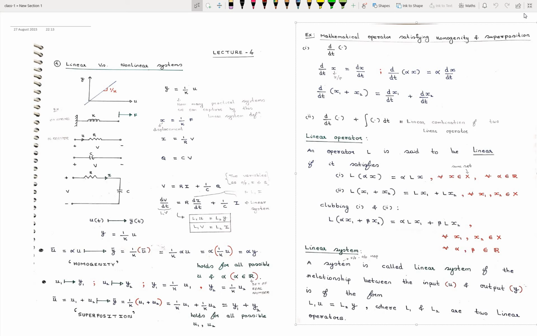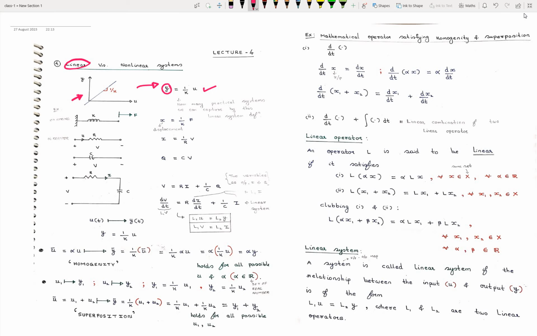So what is a linear and non-linear system? When we discuss linear, the first thing that comes to our mind is that there is a straight line relationship between input and output. Mathematically, it can be described like this. Consider the slope 1 over k. Output y equals 1 over k times u. Before we conclude, we take this kind of definition for a linear system. Let us see how many practical systems satisfy such a mathematical expression.